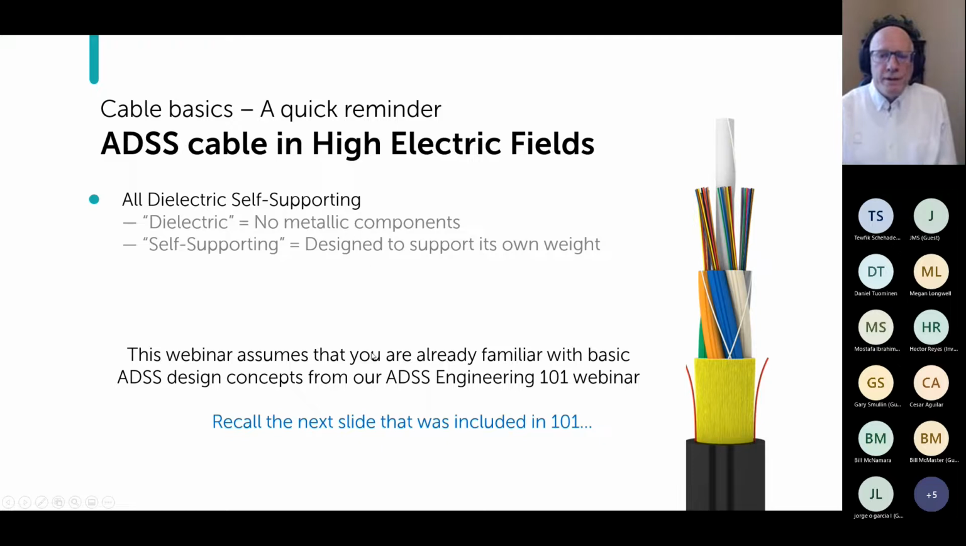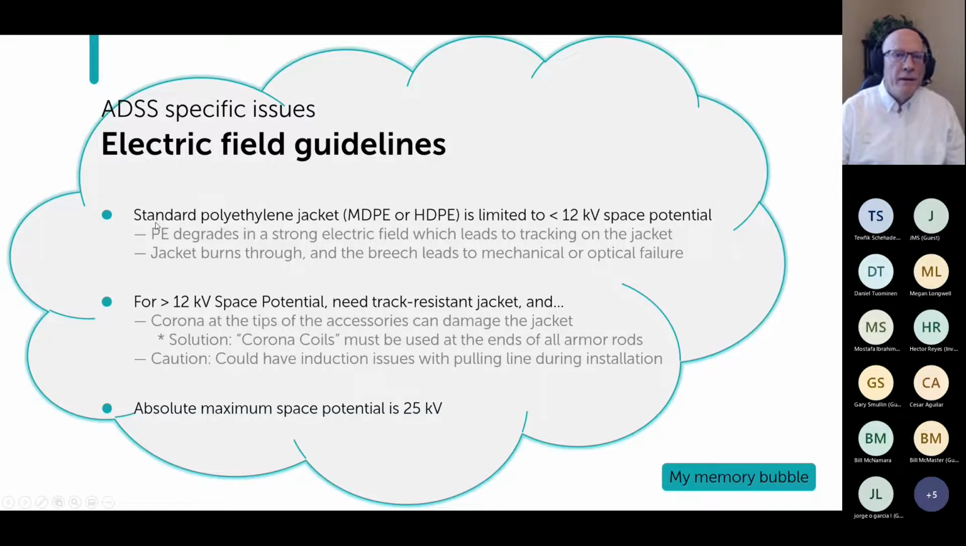So I already said this, that we're talking about ADSS. This is a 401 level class, so it's advanced. So I'm assuming that you know the basics and perhaps you participated in my ADSS Cable Engineering 101. And if so, then you're going to remember this slide. And this slide said, electric field guidelines. Okay, standard polyethylene jacket limited to 12 kV space potential. And above 12 kV, you have to use a tracking resistant cable and corona coils, and absolute maximum for ADSS is 25 kV, and we'll actually learn that there's an exception to that.